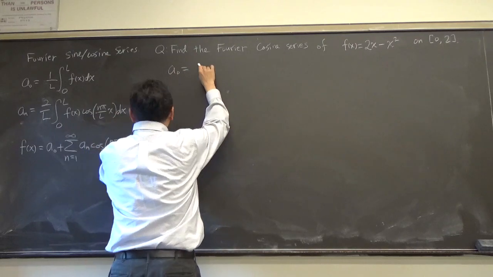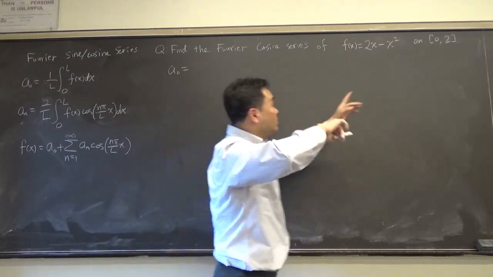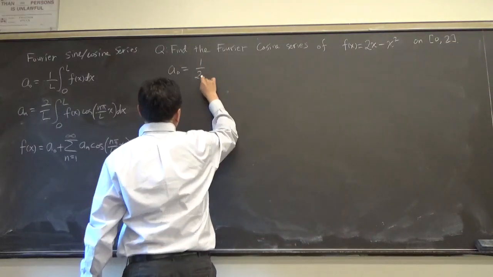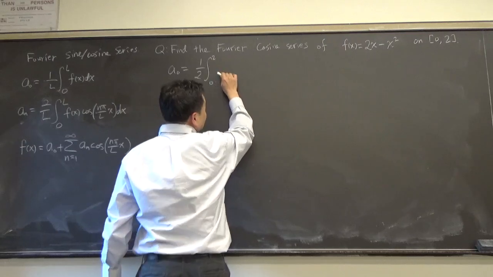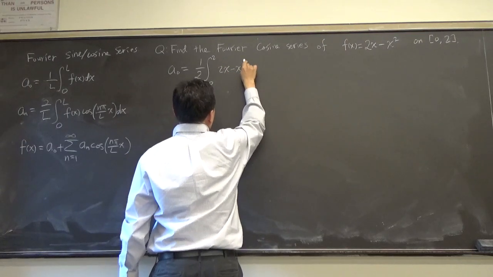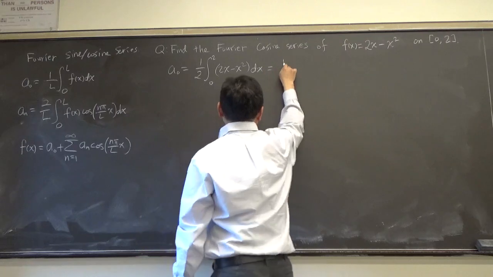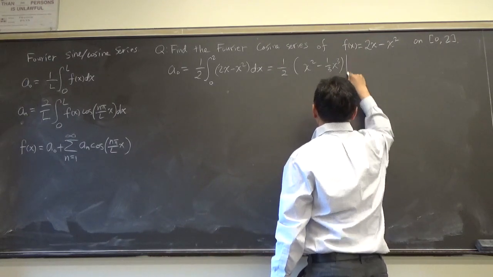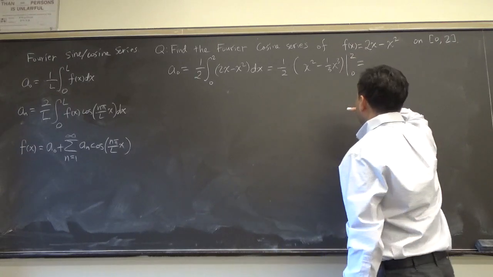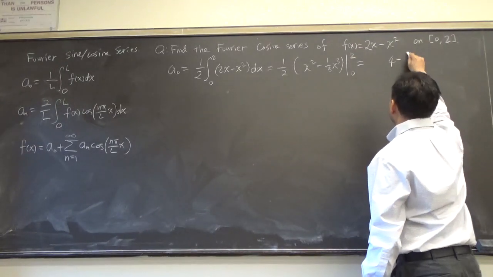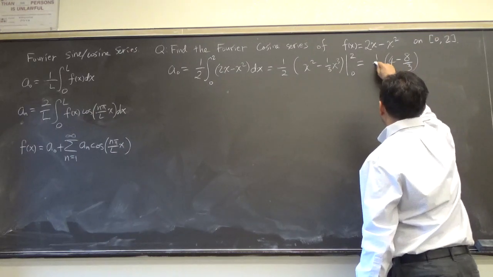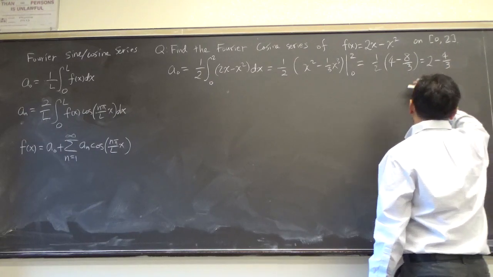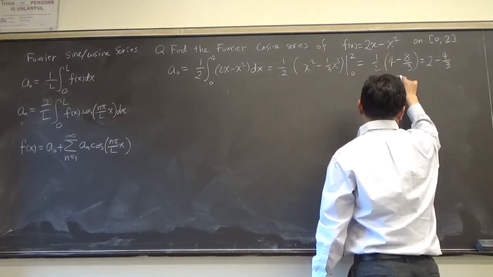A0. What's our L? 2. It's 0 to 2, so 2 will be the L. So it's 1 over 2, integral from 0 to 2 of 2x minus x squared dx, which is 1 over 2 times x squared minus 1/3 x cubed. And you plug in 2 and 0, so you get 4 minus 8 over 3 times 1/2, which is 2 minus 4/3. That's 6 over 3 minus 4/3, so it'll be 2/3.